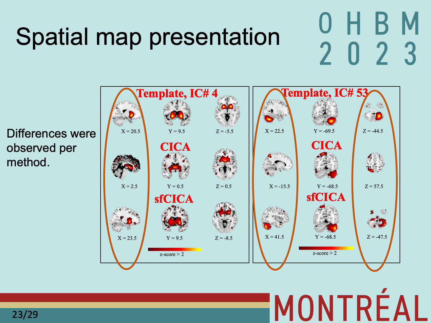A spatial map presentation of the estimated components is shown in this slide. As you can see, significant differences were observed, which we interpret as more integrated and focal components in the proposed method with respect to constrained ICA.